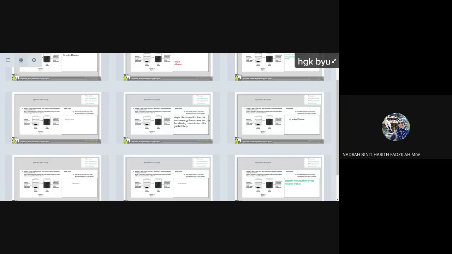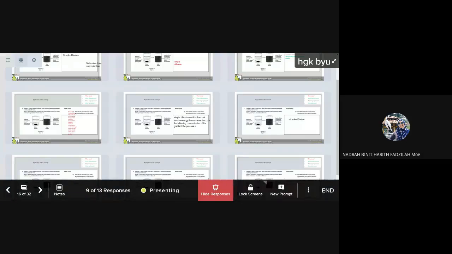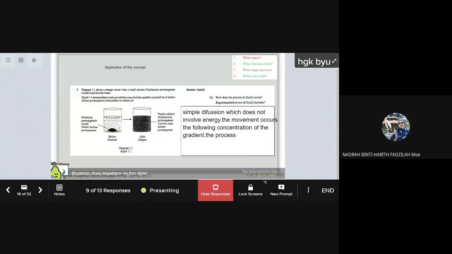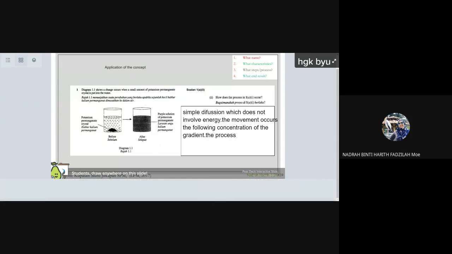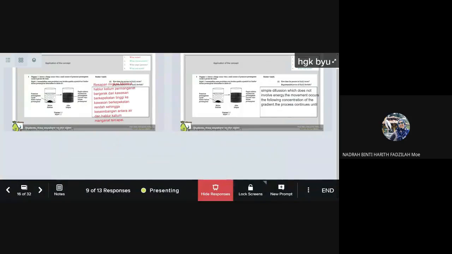Okay, so anak-anak bagus ya, bagus. Thank you for attempting to write your answer. Okay, we have a few examples here. Okay, kita work on this.